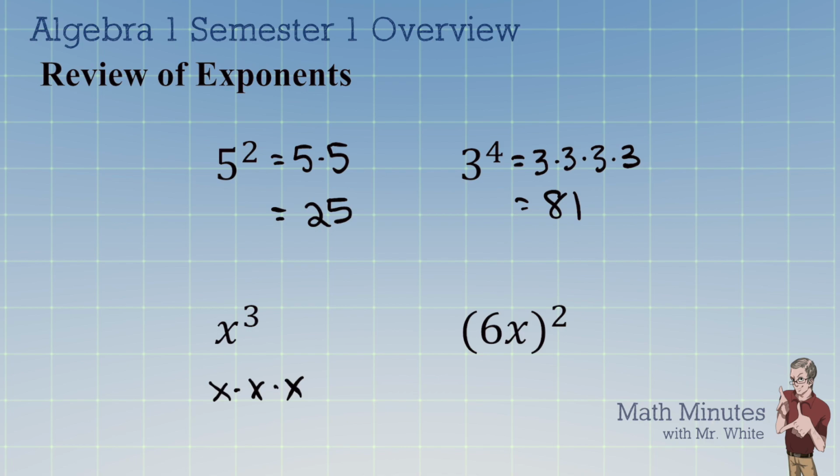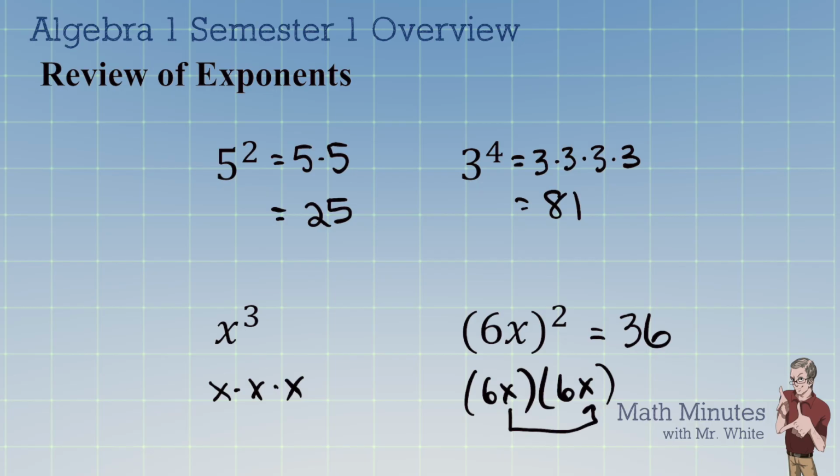So what does 6x squared mean? This would be 6x times 6x. So we get 36. And then what about the x? We have x times x. So I'm not going to write x times x here. What would be a better way to write that? How about just x squared? That would make a lot more sense. So just write it as x squared.